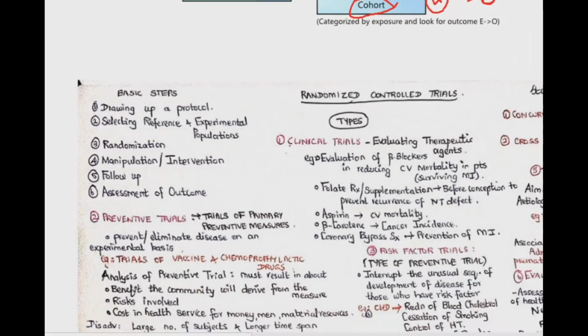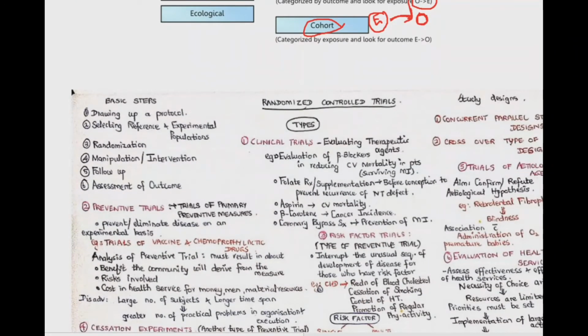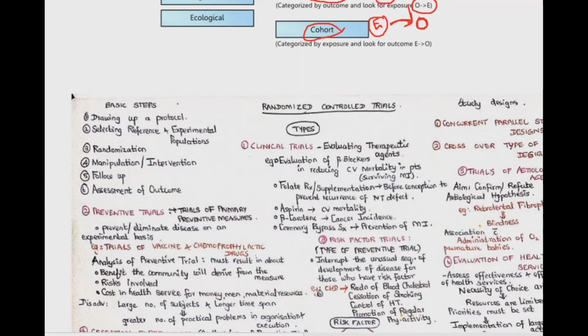Now, randomized control trials. In randomized control trials, you have to follow 6 basic steps. First, drawing up a protocol. You have to make a protocol for this control trial. Then, selecting reference and experimental population. This is the second step. Third one is randomization. Fourth one is manipulation or intervention. Fifth one is follow-up. And sixth one is assessment of the outcome that we have got in the study.